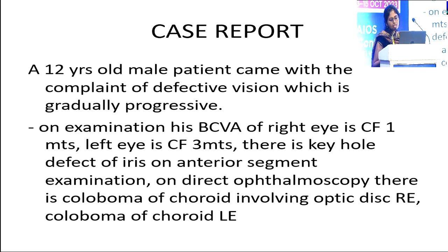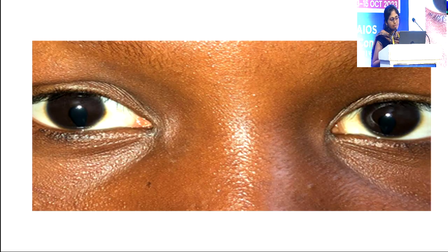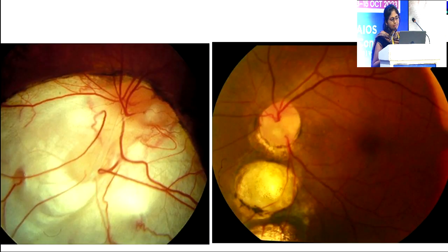On examination, his best corrected visual acuity of right eye is counting fingers 1 meter, left eye is counting fingers 3 meters. There is a keyhole defect of iris on anterior segment examination. On direct ophthalmoscopy, there is coloboma of choroid involving optic disc in the right eye, and coloboma of choroid in the left eye. This is a picture showing the keyhole defect on anterior segment examination.